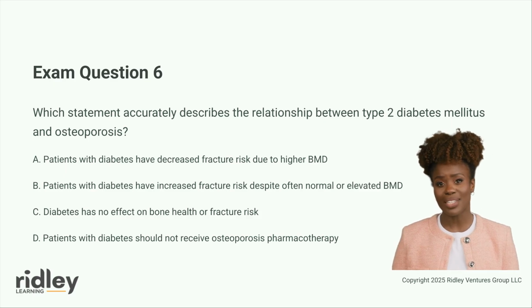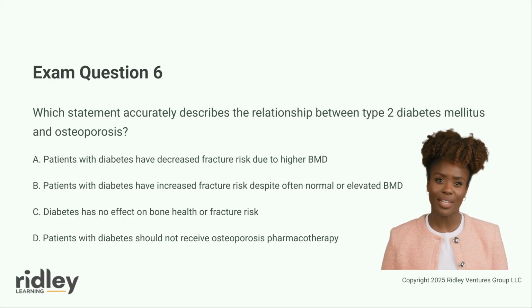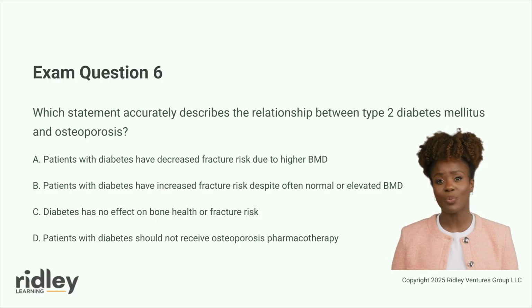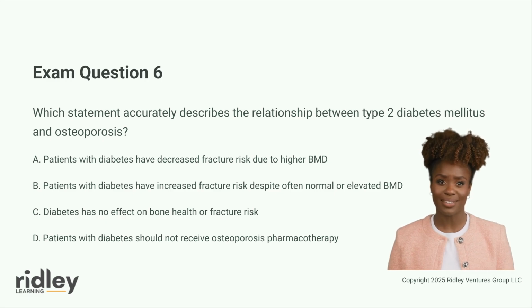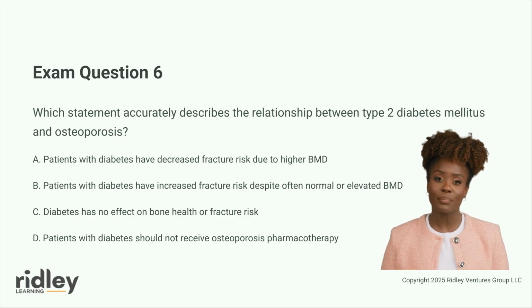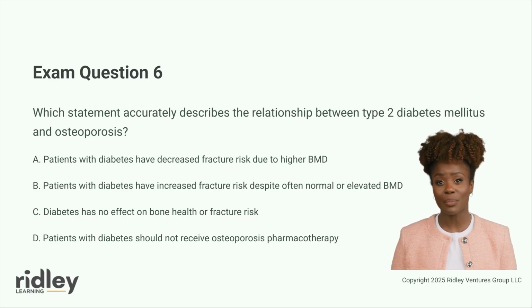Unlike the typical relationship where lower bone mineral density correlates with higher fracture risk, patients with type 2 diabetes frequently demonstrate normal or even elevated bone mineral density on densitometric testing, yet they experience significantly higher rates of fracture compared to individuals without diabetes. This paradox occurs because standard bone mineral density measurements capture bone quantity, but not bone quality.